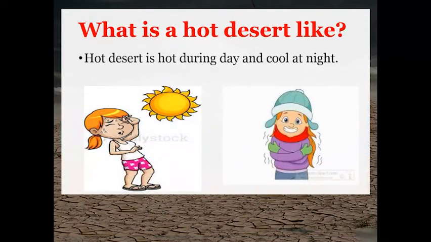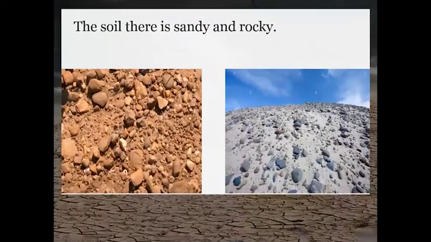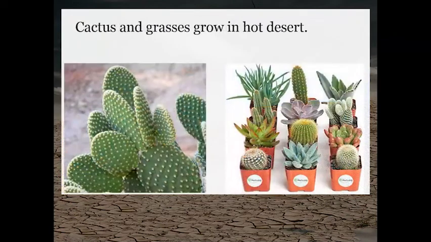What does it look like? What is a hot desert like? A hot desert is hot or very hot during the day and cool during the night. And that's what makes the animals sleep during the day and go hunting for food during the night. The soil there is sandy and rocky. Some of the plants that grow over there are, for example, cactus and the grasses.